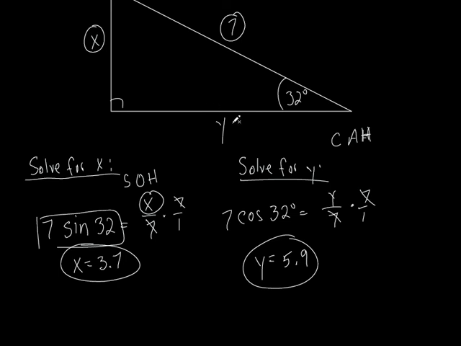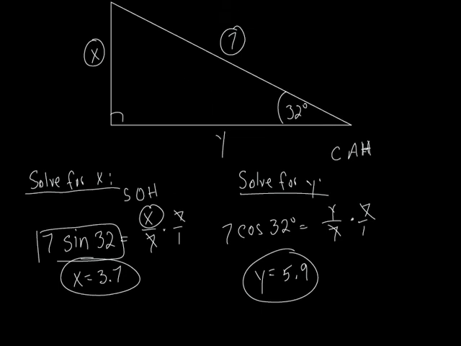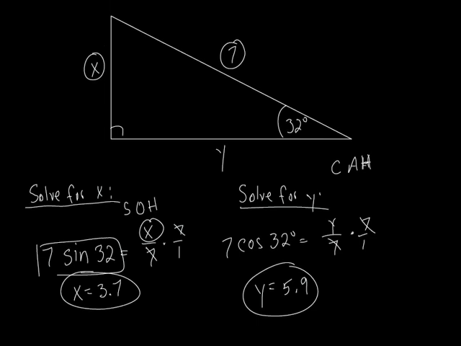Look, you just found both sides of this triangle. You would have never been able to do that before learning the trig functions, because it wasn't a special triangle. It wasn't a 30-60-90, it didn't have Pythagorean triples, and you only knew one side to begin with. So you're able to solve all kinds of stuff.